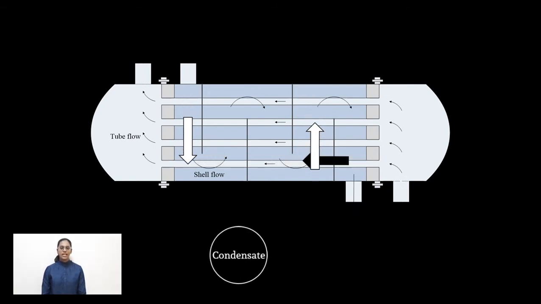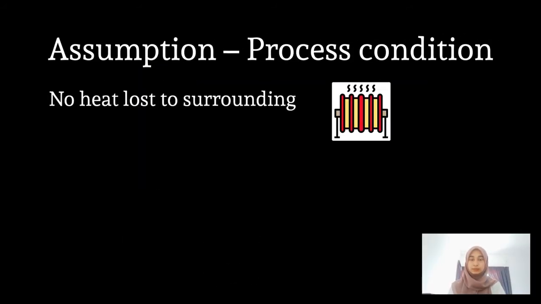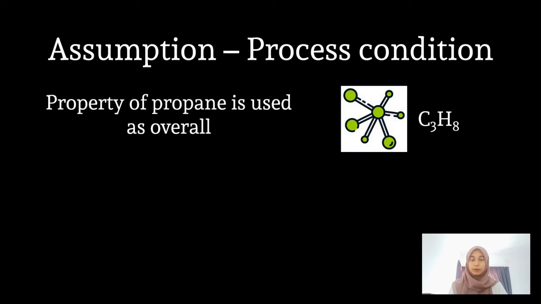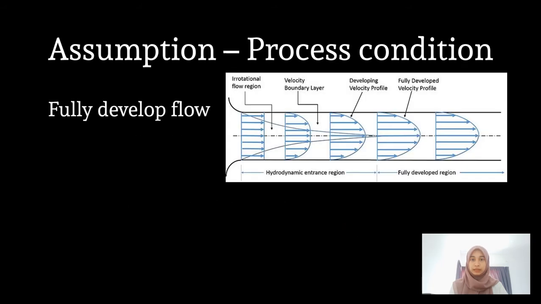Thank you. Liana, can you explain about the process condition of the heat exchanger? Thank you, Divya. For process condition, the assumptions may include no heat loss to surrounding and no volume resistance occur. Next, the properties of propane will be used for any fluid in the stream. Since heat of radiation has a very minimal effect on the heat exchanger, it will not be considered in our design. We also assume that the flow is fully developed in the heat exchanger.